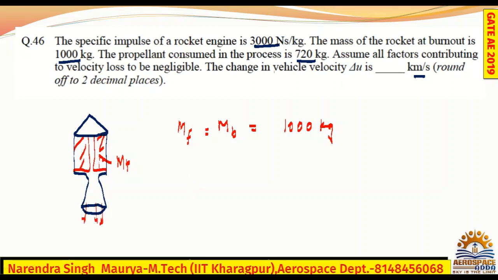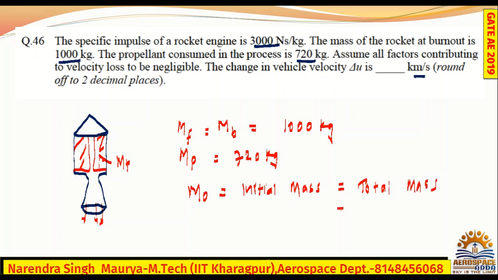The propellant consumed in the process, how much propellant is consumed? 720 kg. This amount is consumed. Assume all factors contributing to velocity loss to be negligible, find the change in velocity. So what is the initial mass? At the time of liftoff condition, what is the initial mass? It is the total mass.